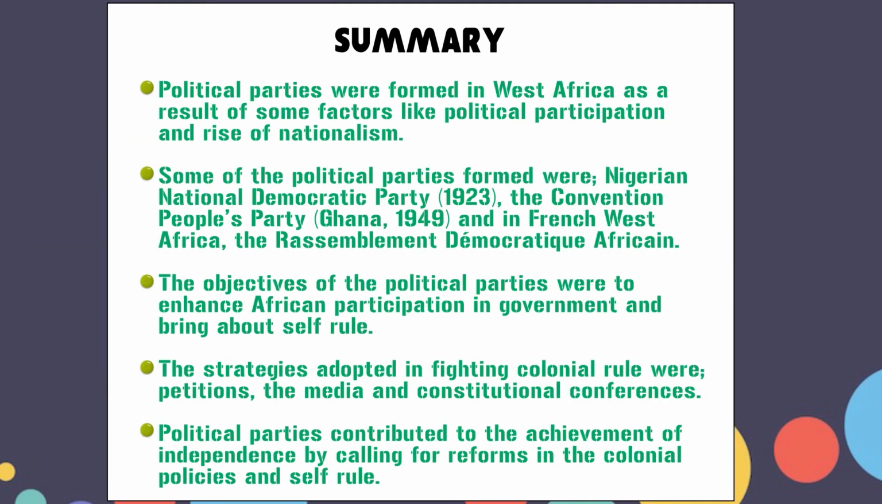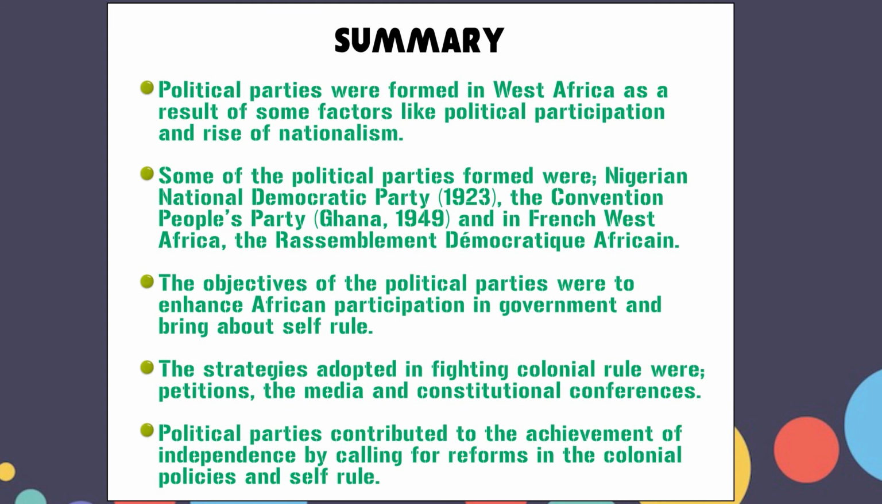Now let's take a look at what we have done so far. We learned that political parties were formed in West Africa as a result of some factors like political participation and rise of nationalism. Also, some of the political parties formed in West Africa were the Nigerian National Democratic Party in 1923, that was in Nigeria, the Convention People's Party in 1949, that is Ghana, and in French West Africa you have the Rassemblement Démocratique Africain, that was in 1946.